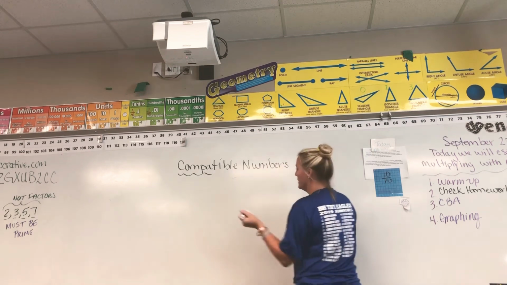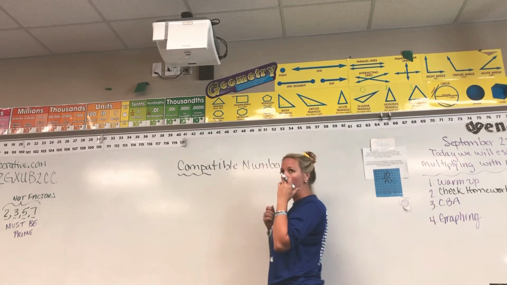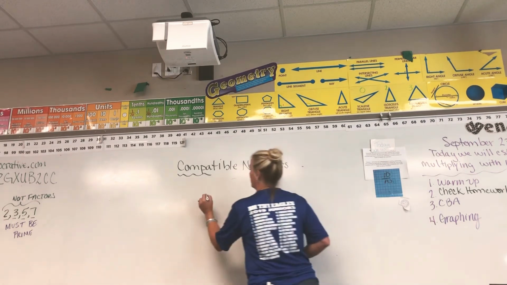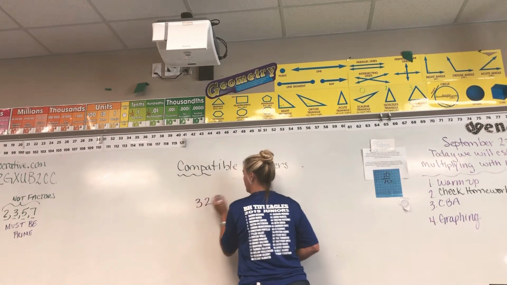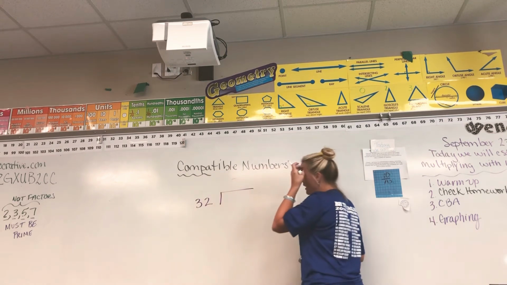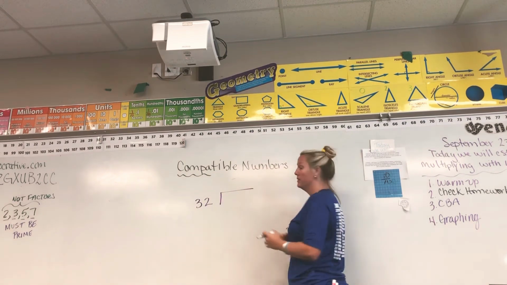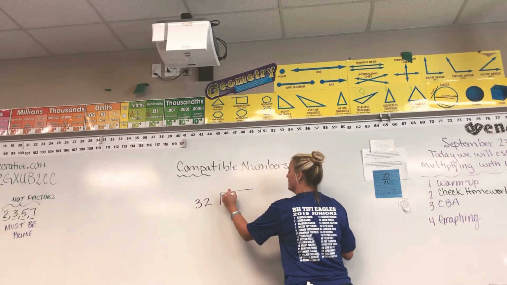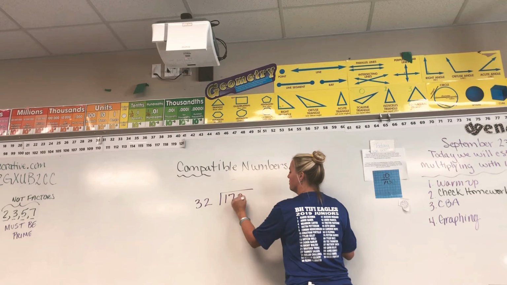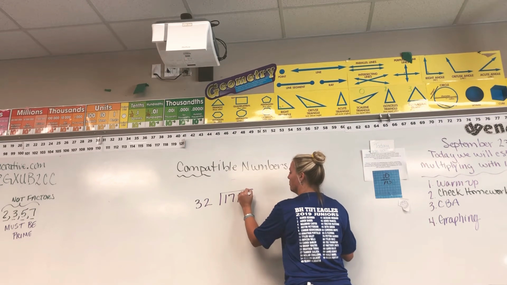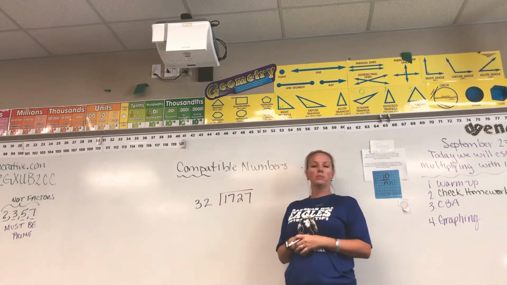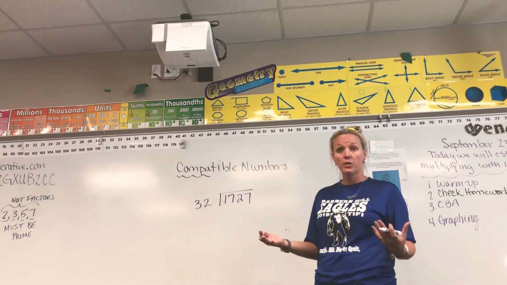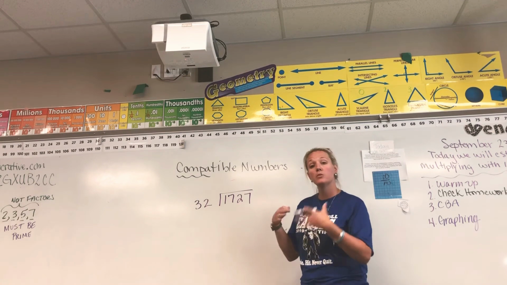Okay, so let's do 32. We're going to divide by 32. Okay. We're going to do, there we go, we're going to divide 1,727 divided by 32. Okay. This compatible number still works well.